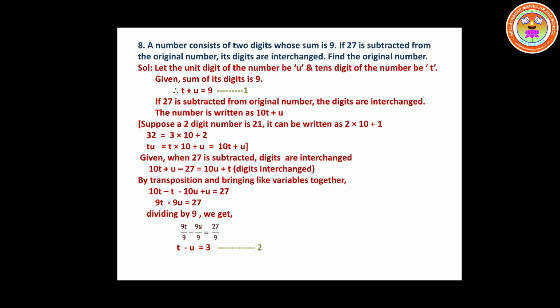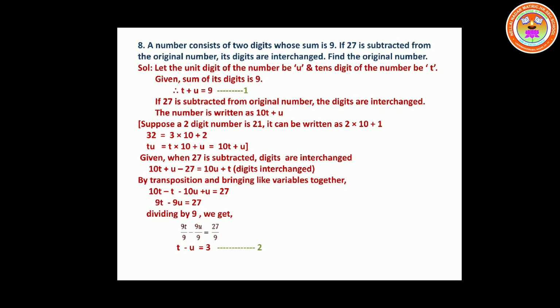Now, I'll explain how I'm getting this. Suppose I'm taking a 2-digit number 21. 21 is written as 2 into 10 plus 1, as 2 is in the tens place and 1 in the unit place. We have learnt expansion in our lower classes, right? And similarly 32 can be written as 3 into 10 plus 2 in the units place. Similarly, tu can be written as t into 10 plus u. So that is how I've got 10t plus u.